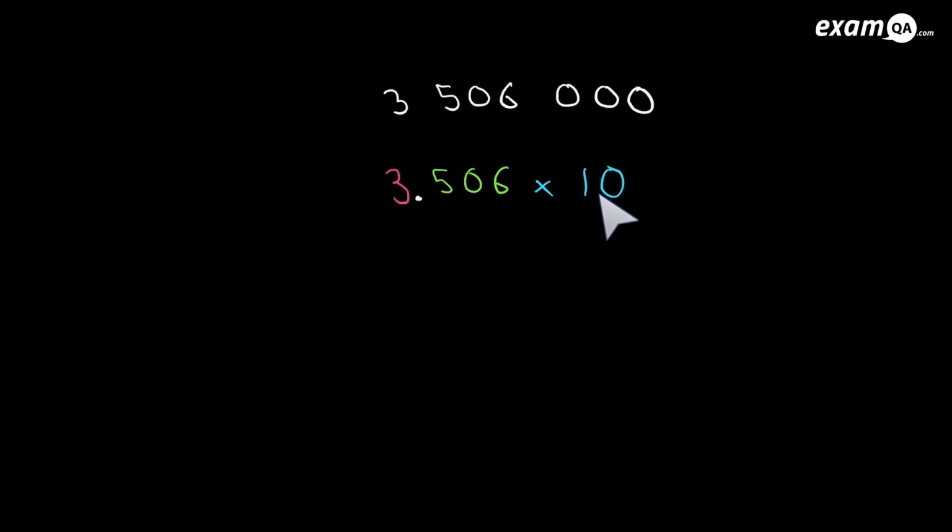Now we've put the decimal place between the 3 and the 5. Let's see how many places we have to move it to put it back to where it should be. And it's 6 times, so it's 10 to the power of 6.